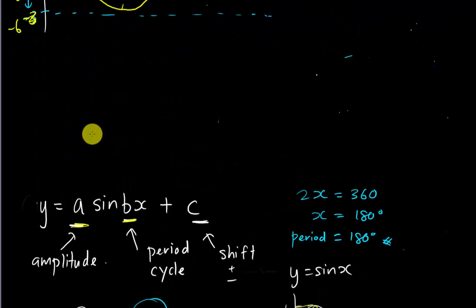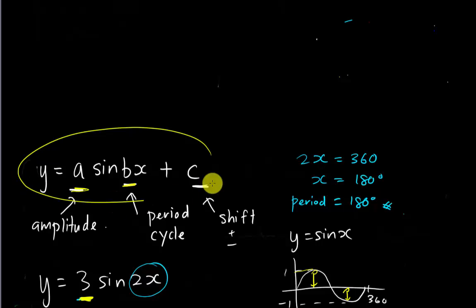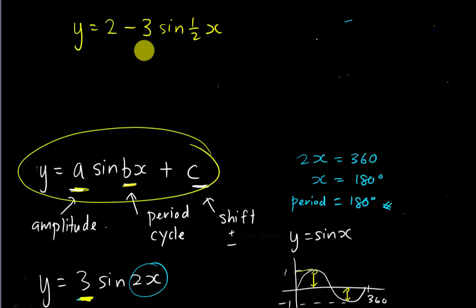Something extra: not all the time will the equation be written so nicely that you can easily recognize it. Sometimes the equation might look like this: 2 minus 3 sine half x. You still need to understand that your amplitude is negative 3, but we never include the negative, so the amplitude is still 3. Negative just means the graph will flip over, and your period now is double. And this one means you're going to shift 2 units up.